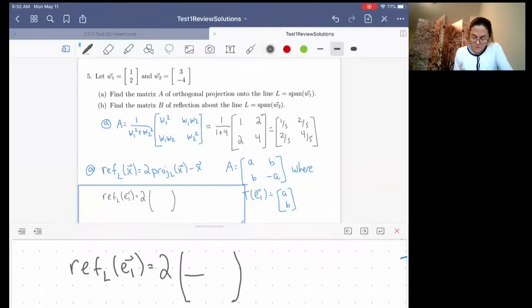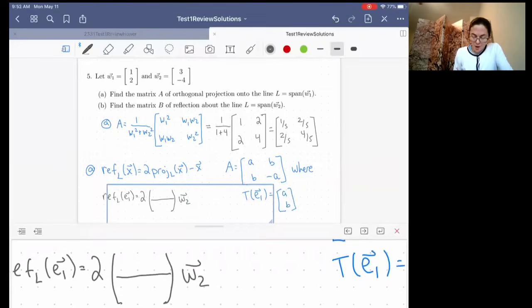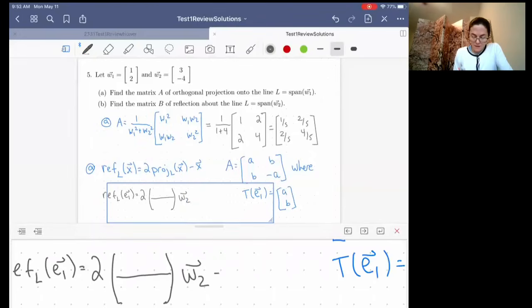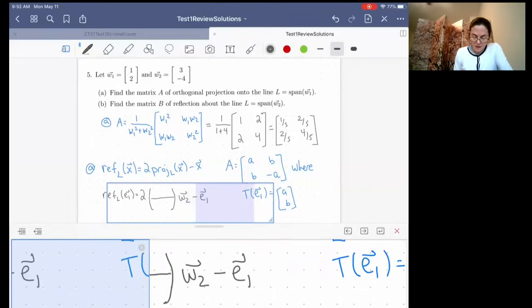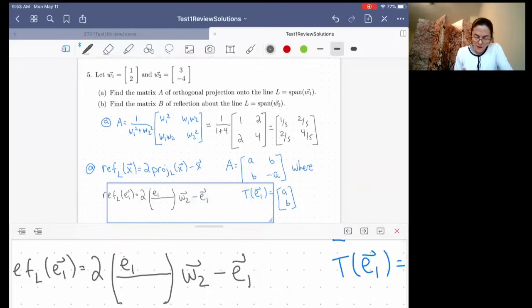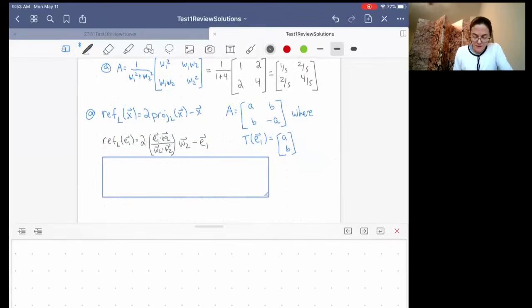So this coefficient is multiplied by W2. And then maybe I'll write out the formula and then we'll compute it. And then minus E1. And the coefficient is E1 dot W2 over W2 dot W2. This was the formula for our projection. Well, 2 times the projection. And then we subtract off the vector. Okay, so let's do this here.